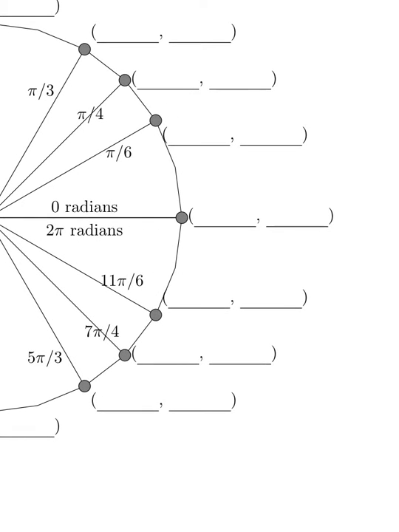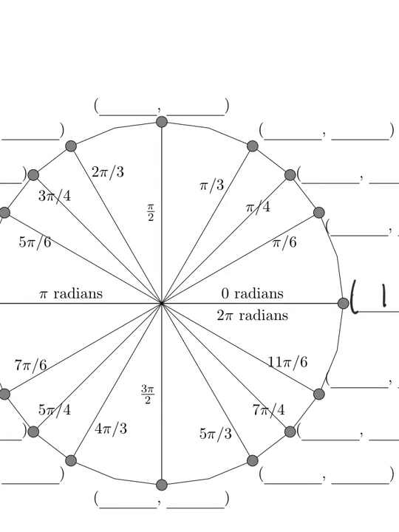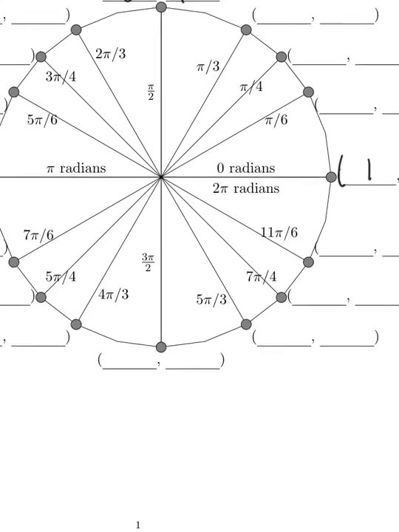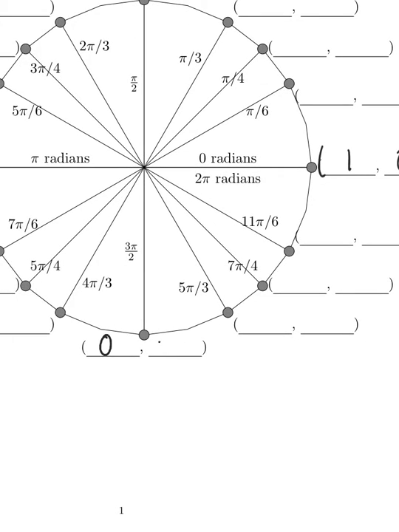I know the sine and cosine of 0 radians. Cosine is 1, sine is 0, right? Cosine is the x-coordinate, sine is the y-coordinate. If we rotate by an angle of pi over 2, so that's a right angle, we'll end up at the point 0, 1. So cosine is 0, sine is 1. If we rotate by pi radians, we end at the point negative 1, 0. If we rotate by 3 pi over 2, we end at the point 0, negative 1.